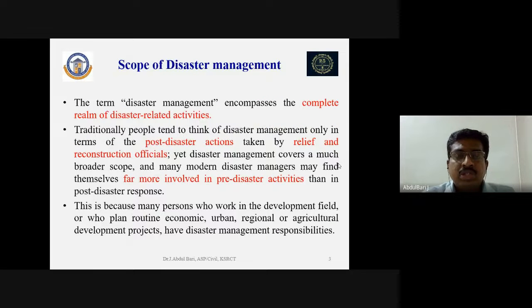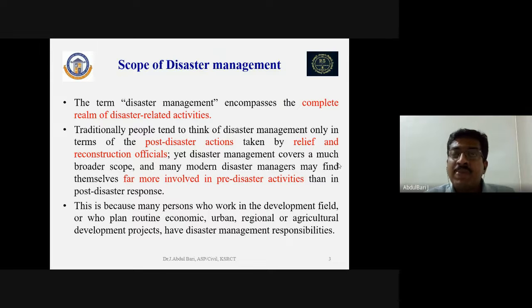Now let us see the scope of disaster management. The term disaster management encompasses the complete realm of disaster-related activities. The entire range of disaster-related activities will be taken into account in this term. Traditionally, people tend to think of disaster management only in terms of post-disaster actions, that is, relief as well as reconstruction efforts. But pre-disaster activities are also much involved in disaster management.